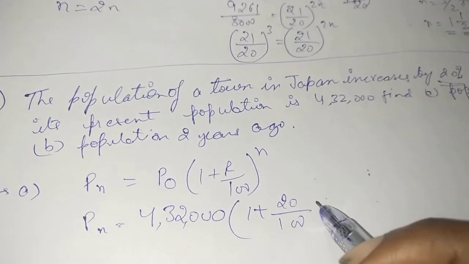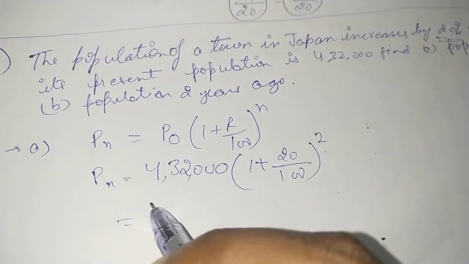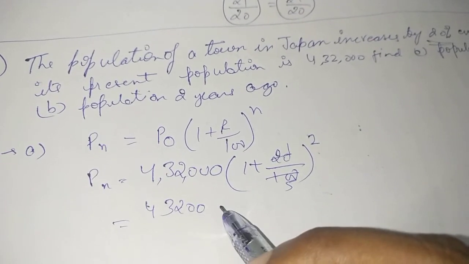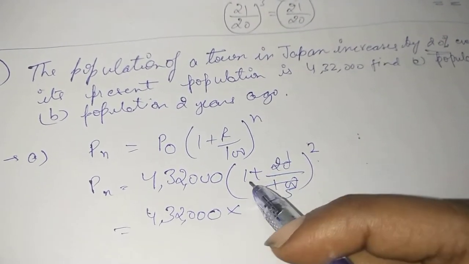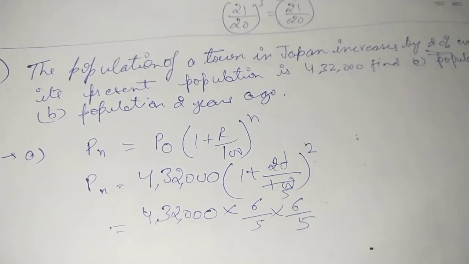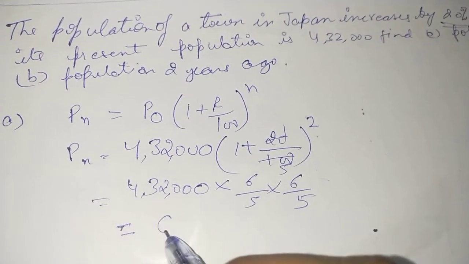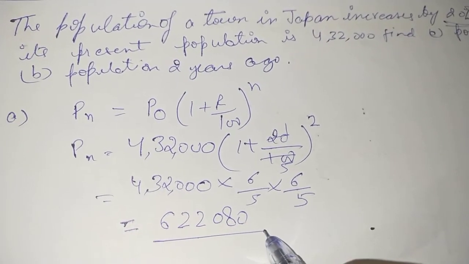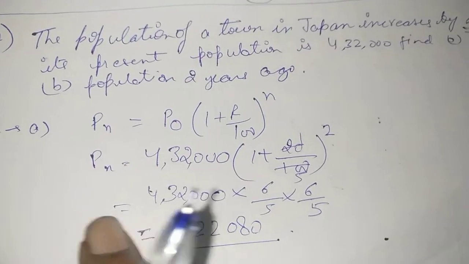The rate is 20 upon 100 to the power of 2, because it is after 2 years that we need to calculate. Alright, 4,32,000 into, now taking our LCM, it will be 5 plus 1, so 6 upon 5 into 6 upon 5. Which on solving is going to give a value of 622,080 units. This is the population. So you can write down simply that this will be the population after 2 years.